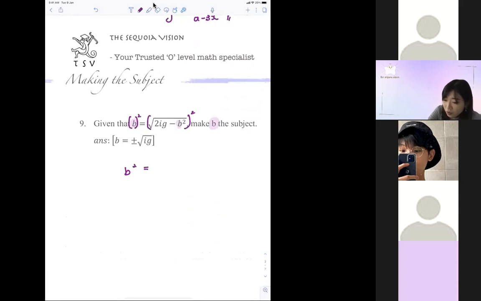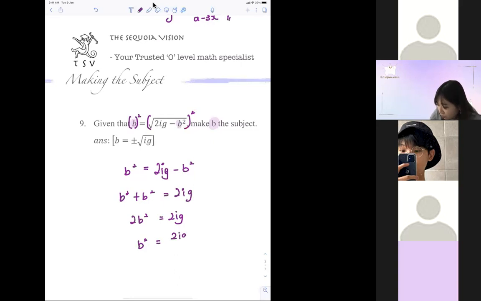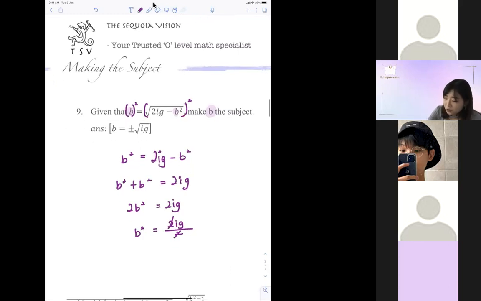So you get B square. When you square a square root, you leave everything inside of the square root. So you get 2ig minus B square. Then you'll know what to do. B one side, no B one side. Minus bring over plus. B square plus B square is 2B square. Okay, make B square the subject, divide by 2. Divide by 2, you can cancel. Then last step, to get rid of square, you need to square root.